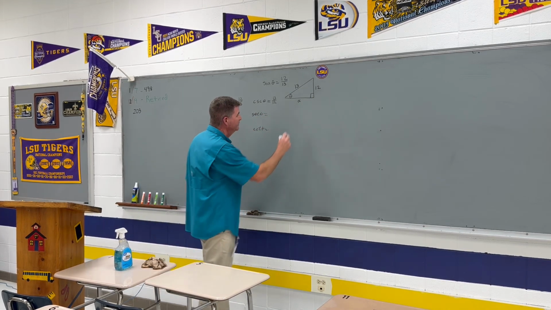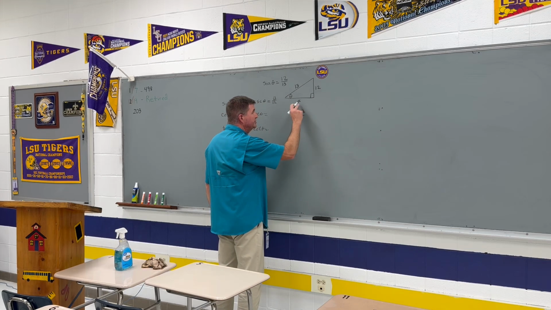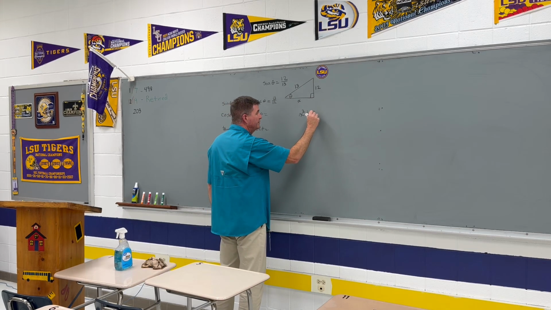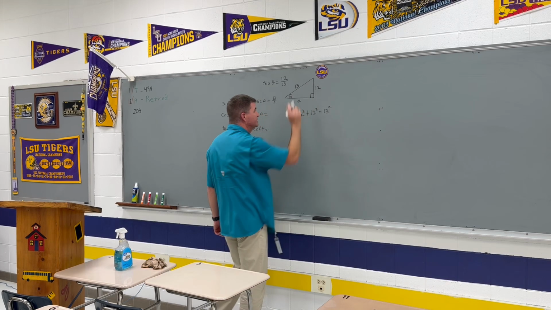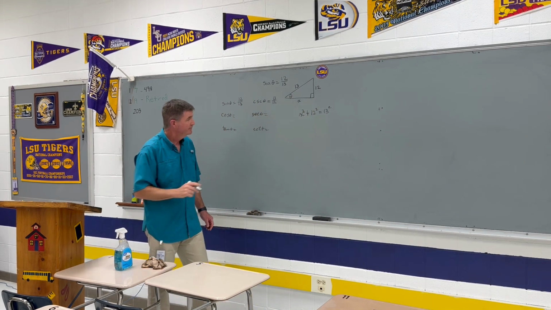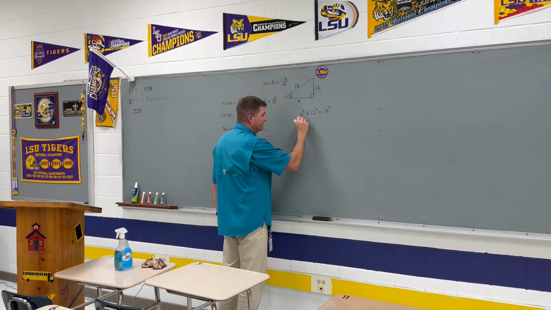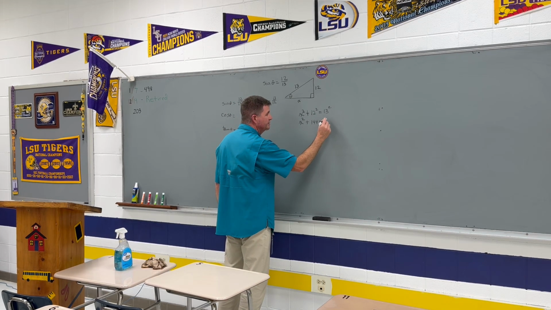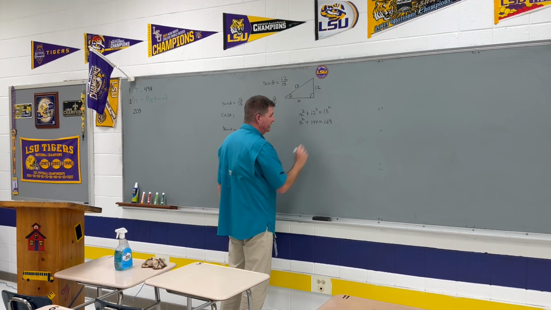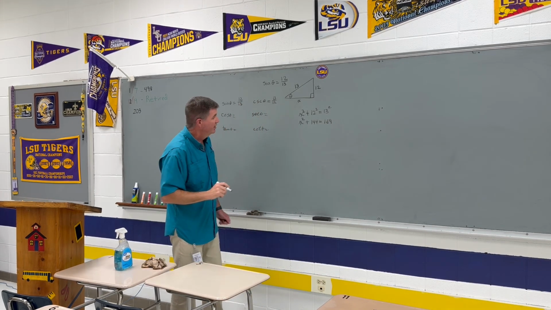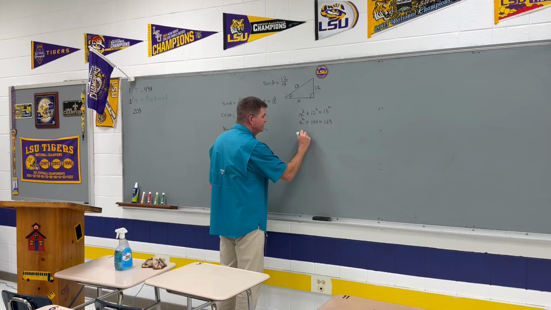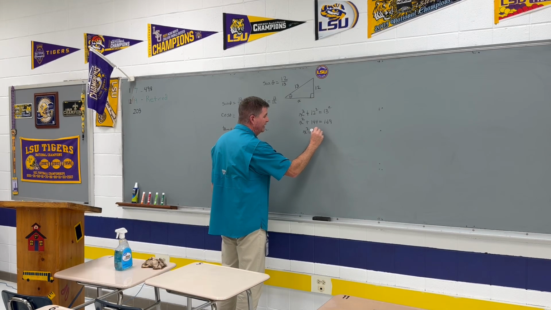So, in this case, we have x squared, which is the leg squared, plus 12 squared, which is the other leg squared, equals 13 squared, which is the hypotenuse. So that gives me what? X squared plus 12 squared is 144, equals 13 squared, which is 169. Subtract the 144 from both sides. X squared equals 25. Take the square root, and x equals 5.